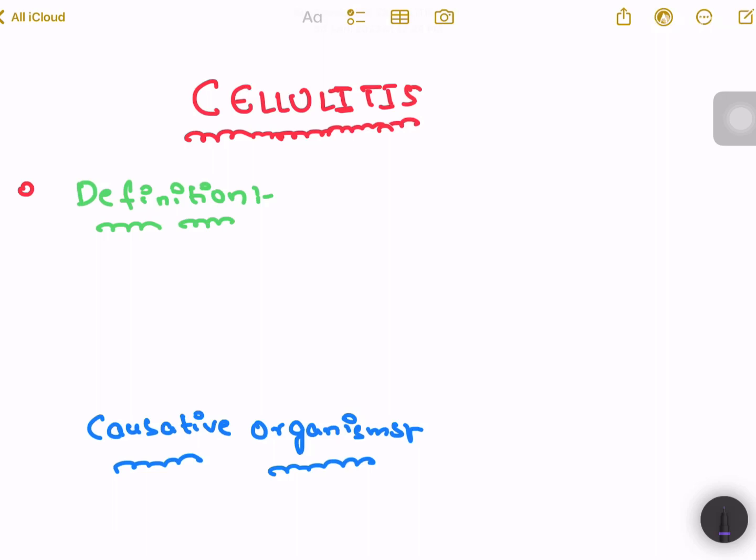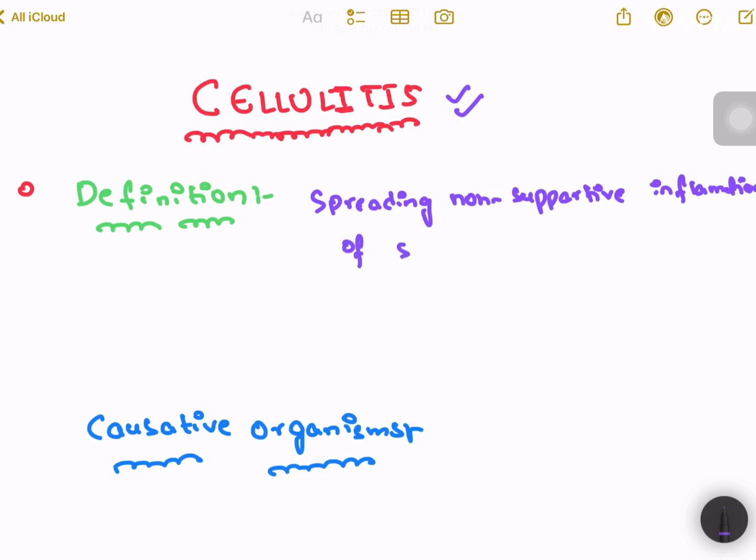Today we are going to discuss an important topic from surgery, that is cellulitis. So, what is cellulitis? What is the definition of it? It is a spreading non-suppurative inflammation of subcutaneous tissue.